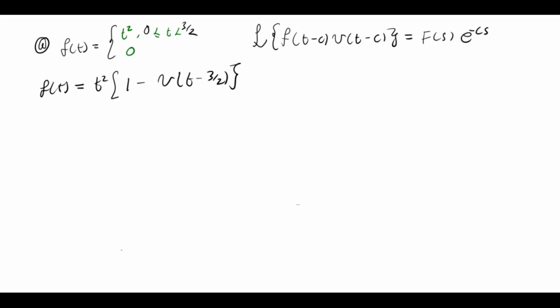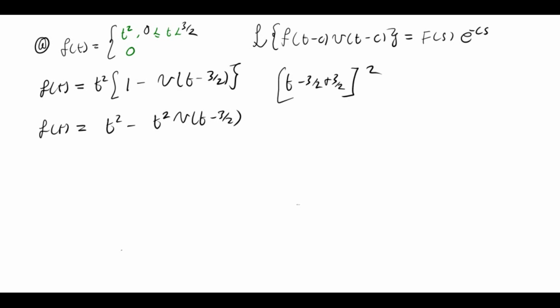So like that, this can be written as t squared minus, you have a t here, squared u of t minus 3 over 2. So you can shift this, we can write it as t minus 3 over 2 plus 3 over 2. So there is a squared here. So in a similar manner, if you have a plus b squared, this is going to be a squared plus 2ab plus b squared.